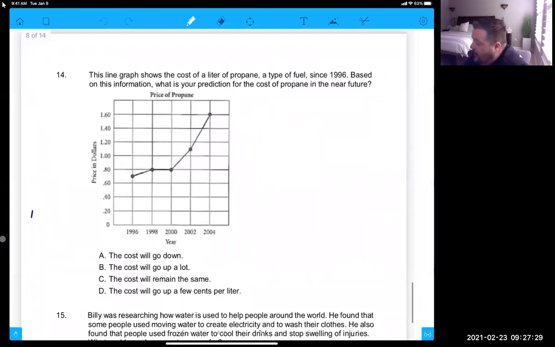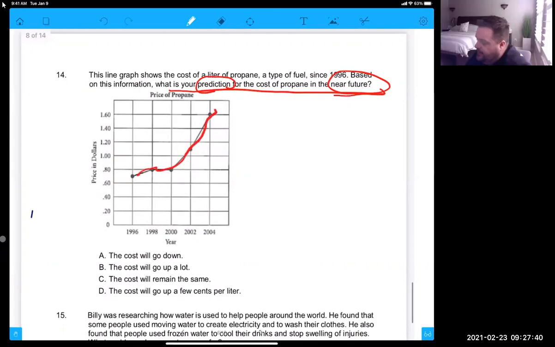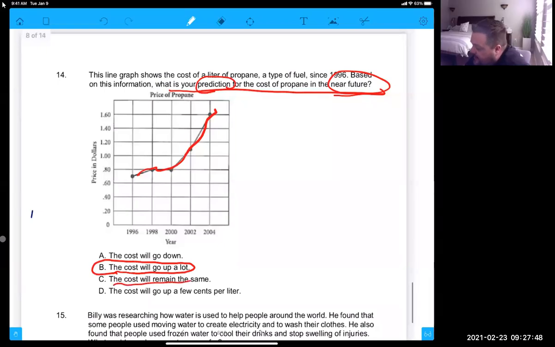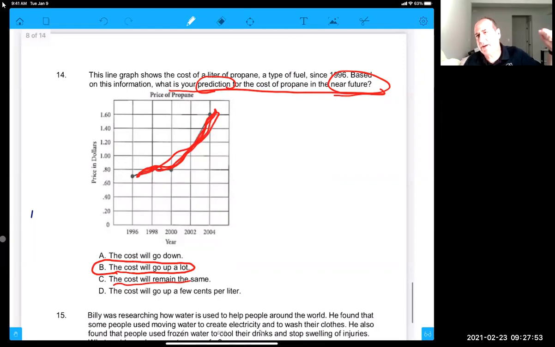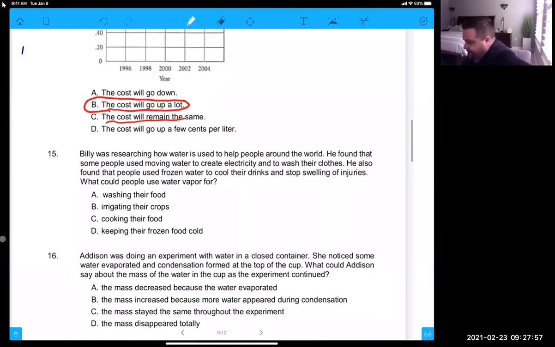Okay, Mr. Spina, so they want to know, what is your prediction? Here's the keyword, prediction. Well, look at it so far. What is it doing? Well, you can just look at the trend. This just keeps going like this. So chances are it is going to keep going up a lot. It's probably not going to remain the same, because did it remain the same hardly ever on here? No. The trend is going up. Number 15, pause and do it.